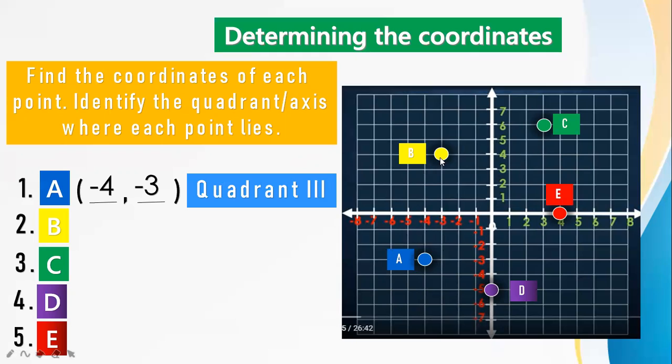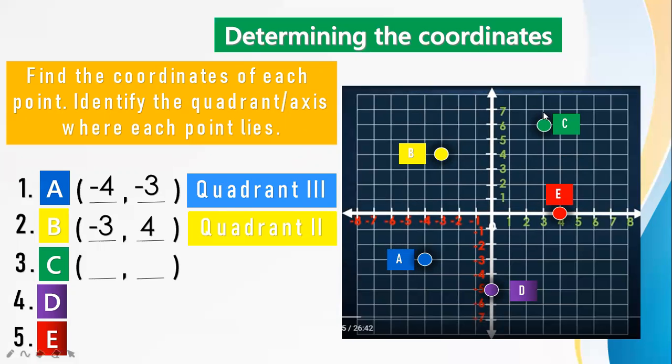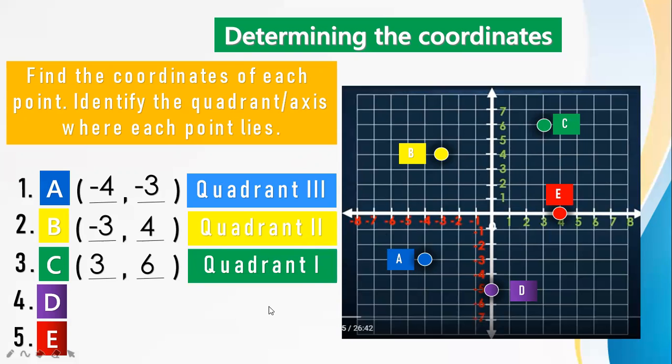Next, B. First, we have your x followed by y. So x, so 1, 2, 3. This will be your point. So 3, negative 3. And then we have your y. So 1, 2, 3, 4. So we have positive 4. And it belongs to second quadrant. Next, we have letter C. So this will be your letter C. So 1, 2, 3. So 3, positive 3, and then 1, 2, 3, 4, 5, 6. So we have positive 6, and it belongs to quadrant 1 or first quadrant.